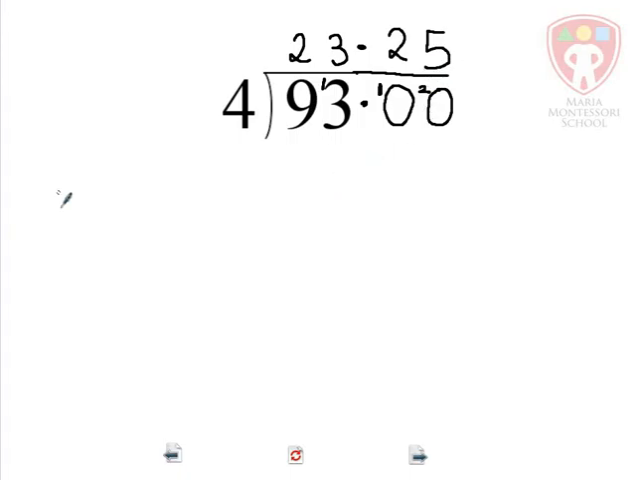So that is how we divide. When we are going to use decimals, we're not going to get whole numbers. So here's your turn.